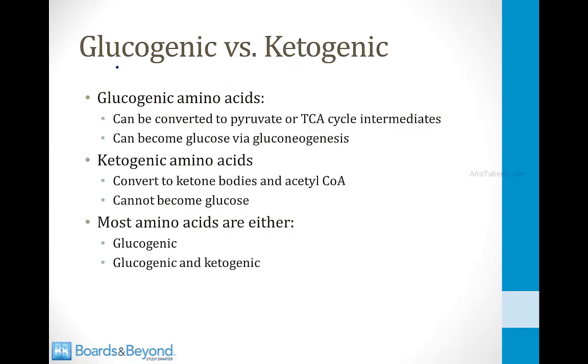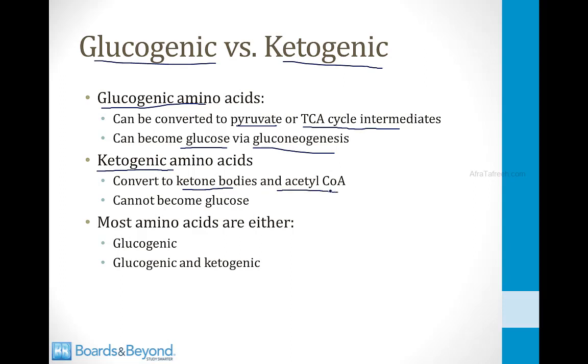The final topic I'll discuss in this module is the concept of glucogenic versus ketogenic amino acids, and this has to do with the metabolism of amino acids when they're used as fuel sources. Glucogenic amino acids can be converted to pyruvate or TCA cycle intermediates, and this means that they can be converted into molecules of glucose via the process of gluconeogenesis. Ketogenic amino acids, on the other hand, are converted to ketone bodies or acetyl-CoA in their metabolism. This means that they cannot become glucose via gluconeogenesis. Now, most amino acids are either glucogenic or glucogenic and ketogenic. There are only 2 that are just ketogenic. We'll talk about those in a minute.